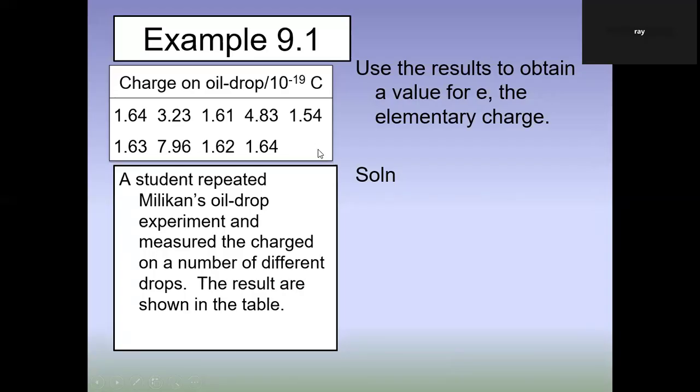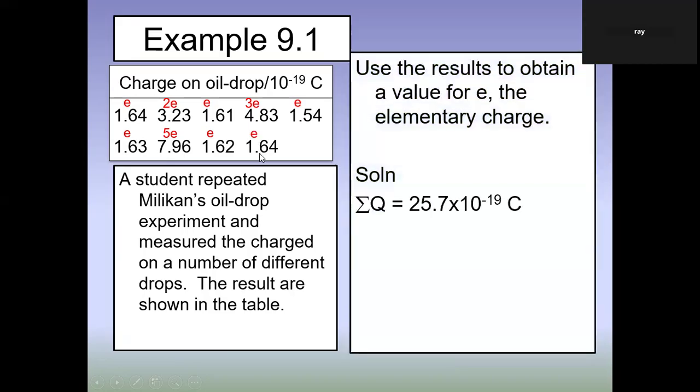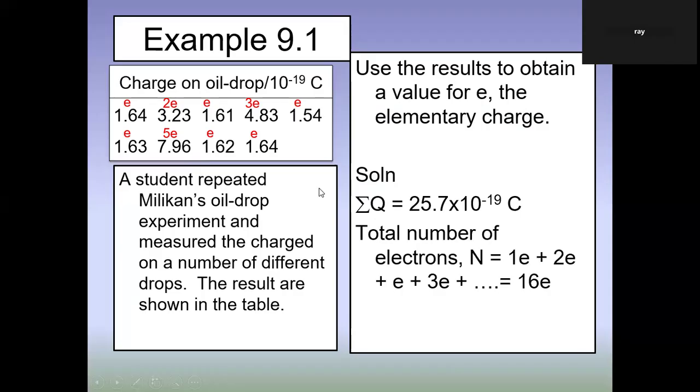How to calculate the average charge? Know that this is e, this is 2e, this is e, this is 3e, this is e, this is e, this is 5e, this is e, this is also e. So add all the values up. Then the total number of charge is 16e. Then divide by 16 to get the charge on one electron. Okay.